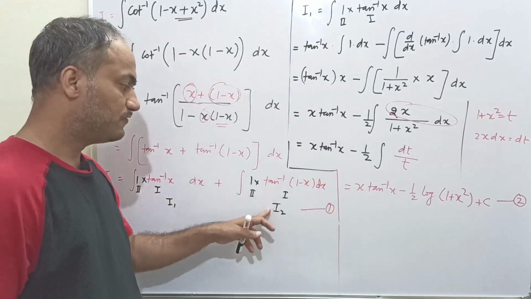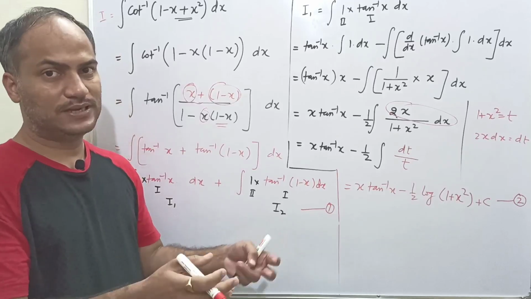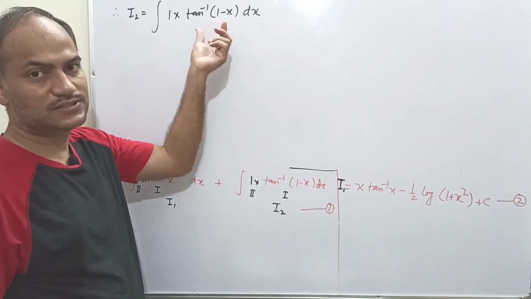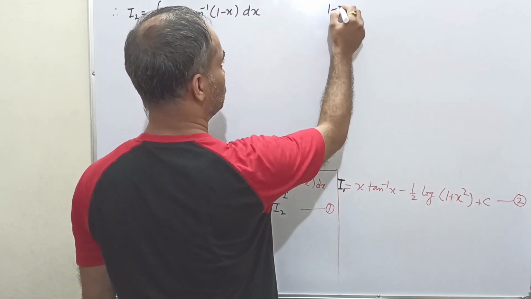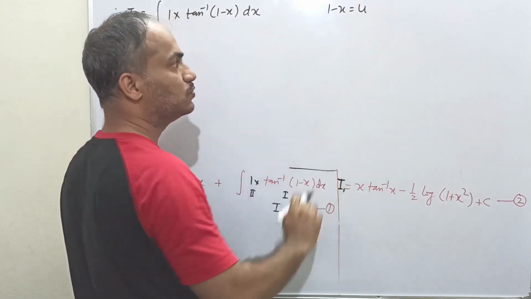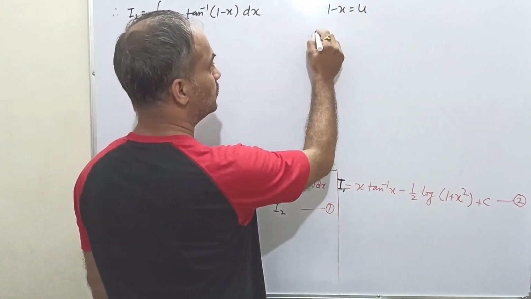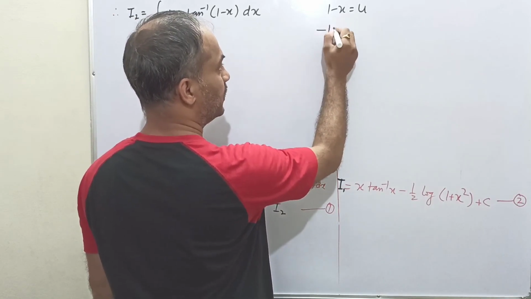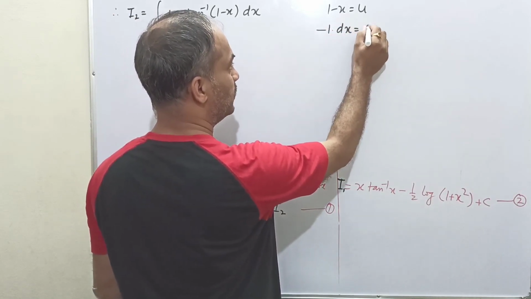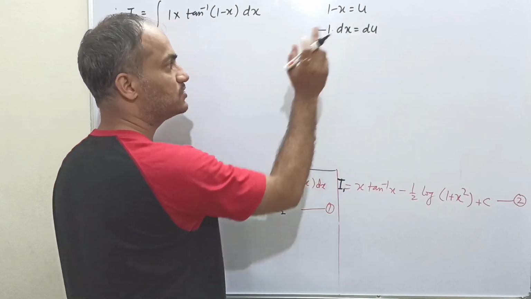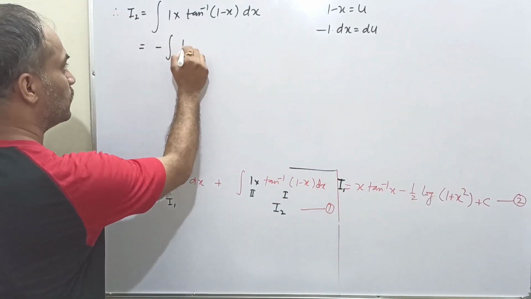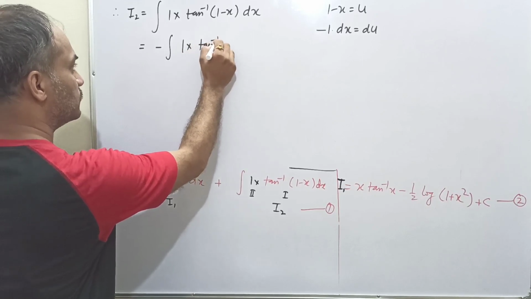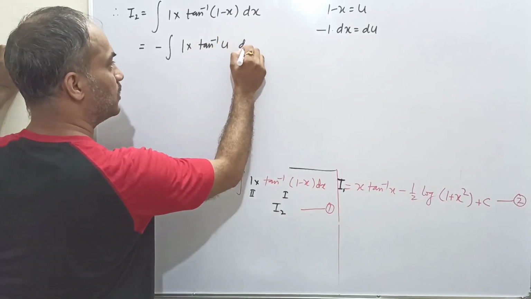Now we have to simplify I2 and then combine the answers. Here the angle is 1 minus x, so obviously we have to simplify it. Let us assume that 1 minus x is equal to some other variable u. Differentiating, minus 1 into dx will be du, so dx will be minus du. So this will become minus tan inverse u du.